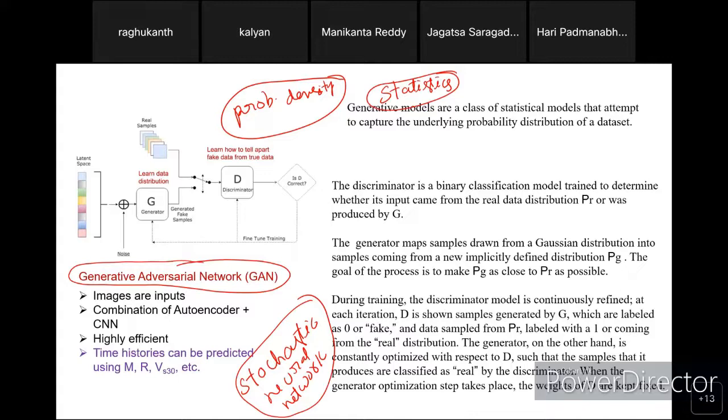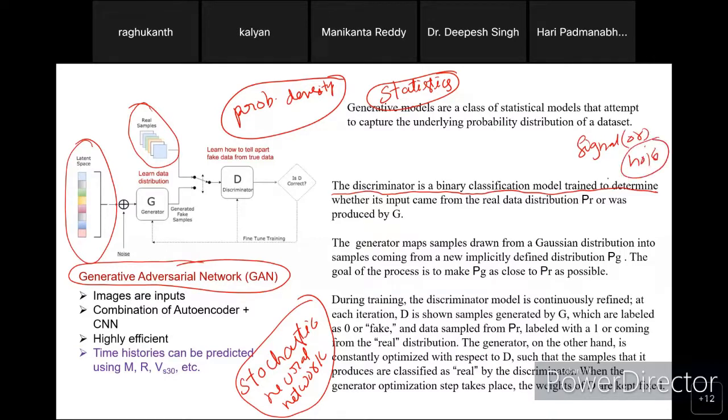It has been successfully used to simulate acceleration time histories. There are two things here. You have real samples, and you generate from a generator, and the noise is also there. So there is a discriminator, two networks are there. It is a binary classification. This discriminator tells you whether the data is real or fake, whether it is the actual signal or noise. Let us say this is the real data distribution, P_R of R. Then we have G, which is a generator that generates noise or whatever here. So that is what a discriminator does.